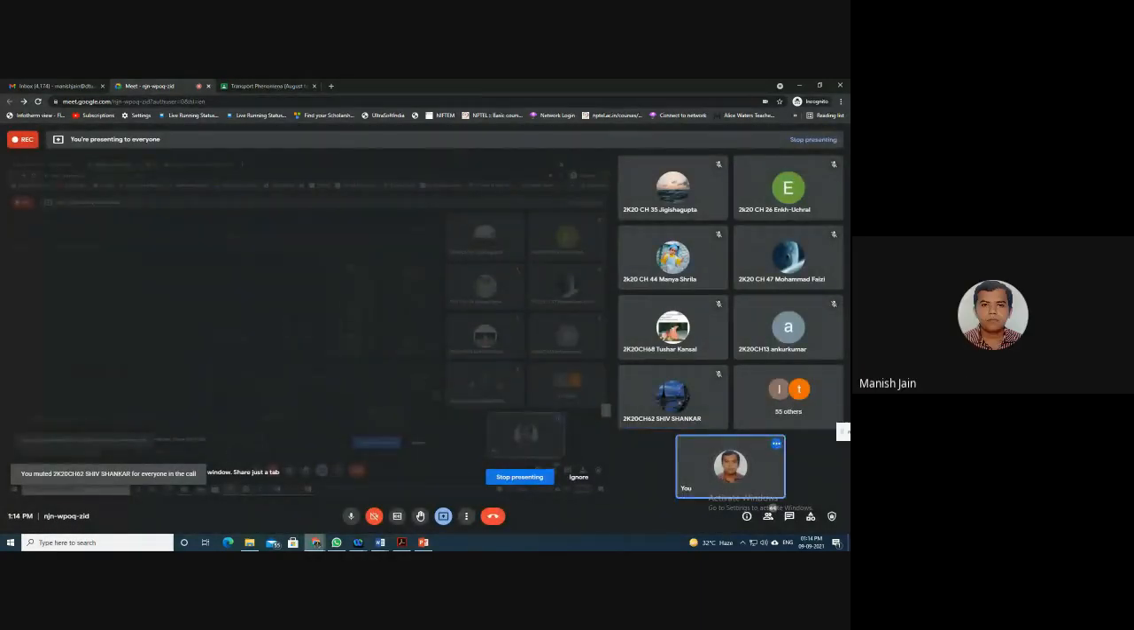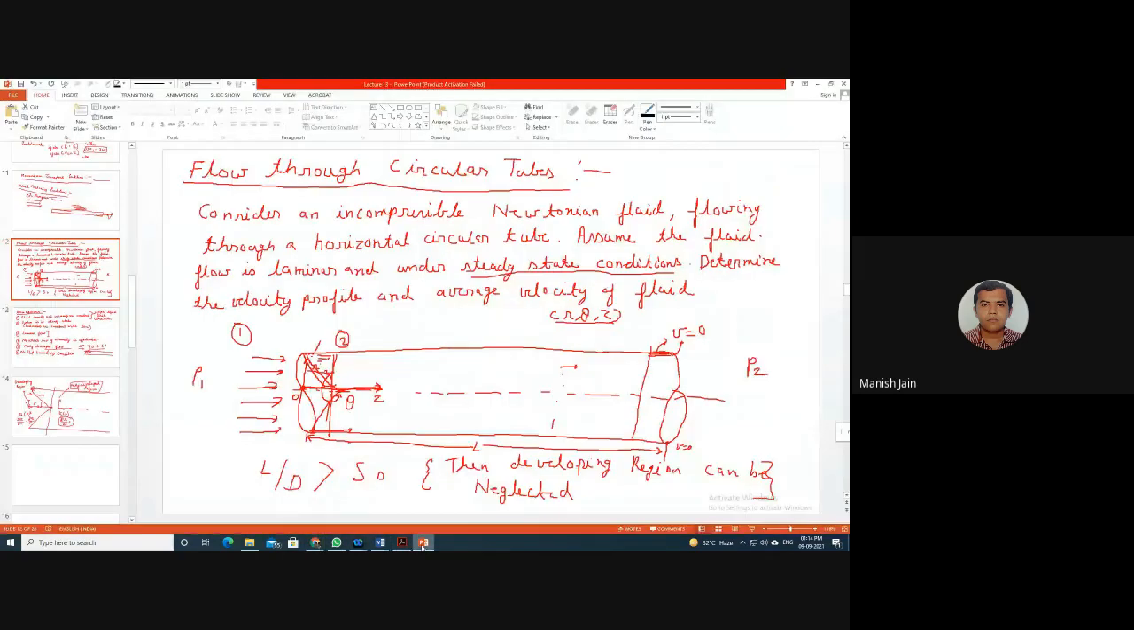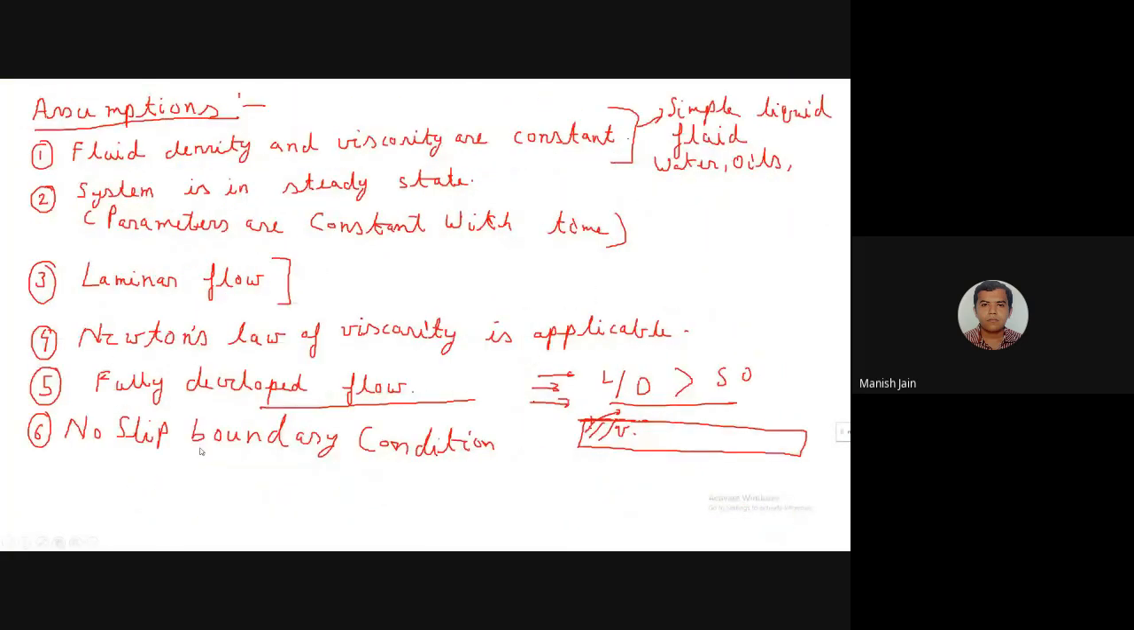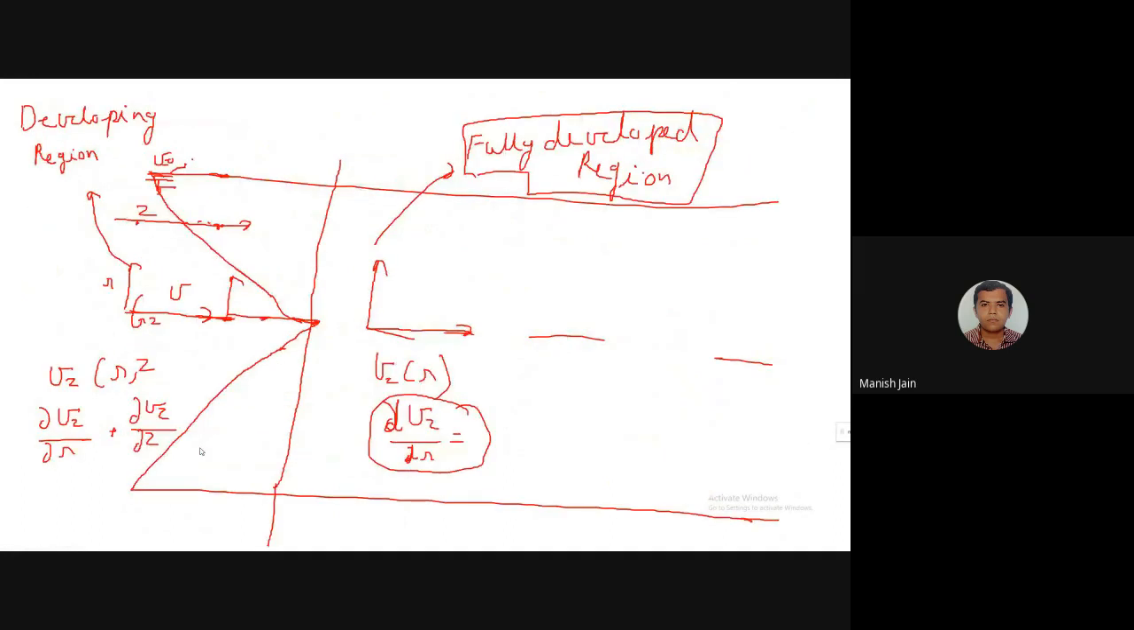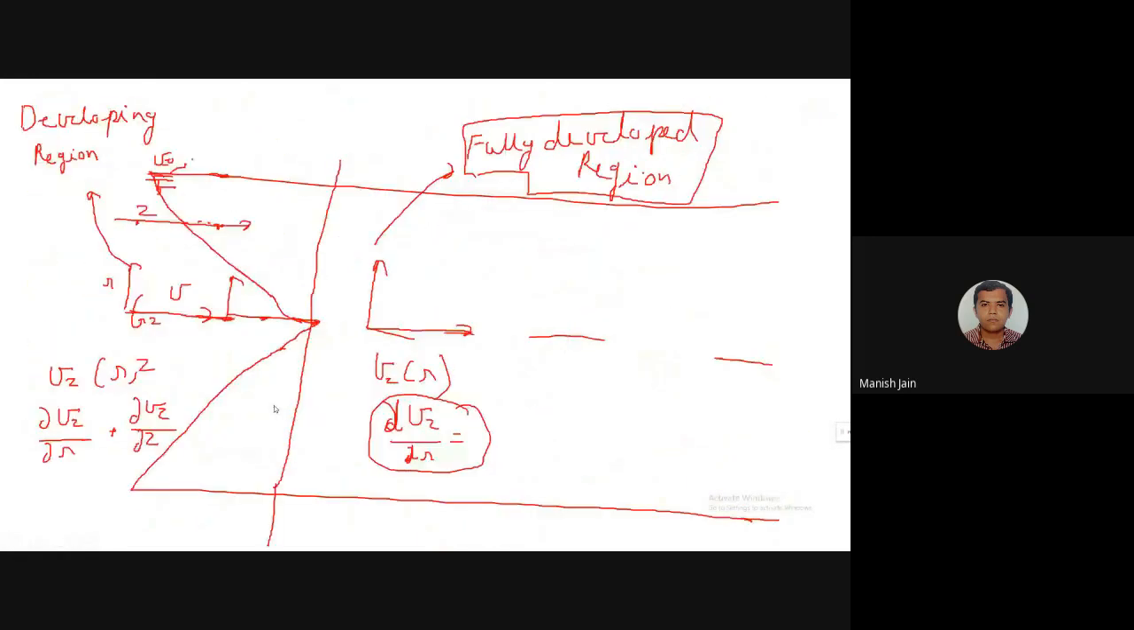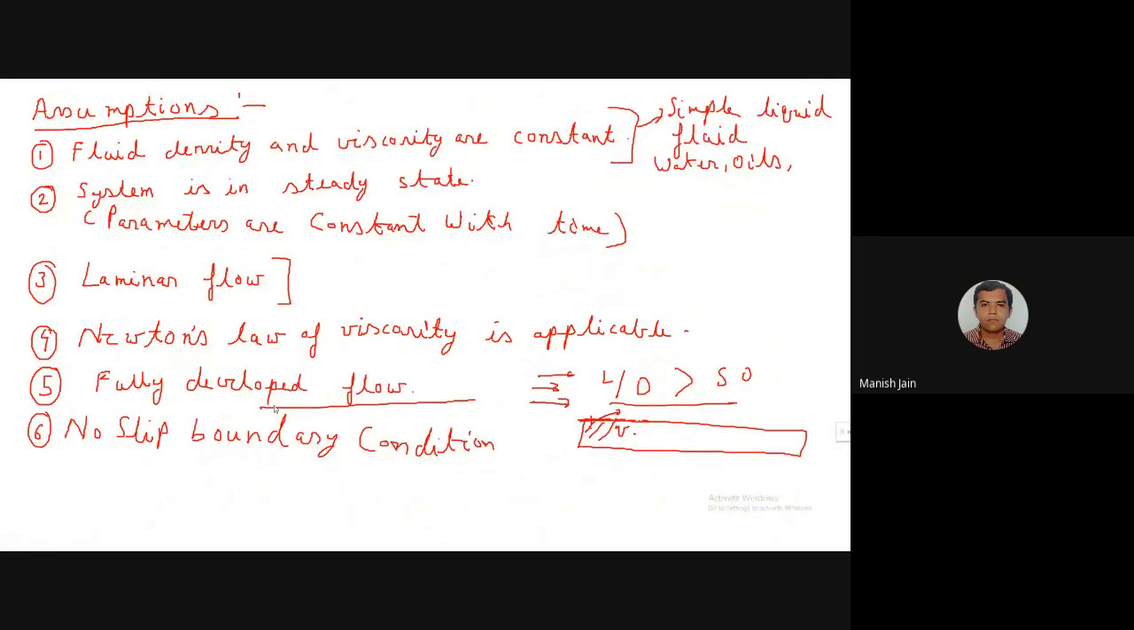Okay, so next, the first step is draw the diagram. Second step is put the coordinate system at accurate position. Third step is take the accurate assumptions.